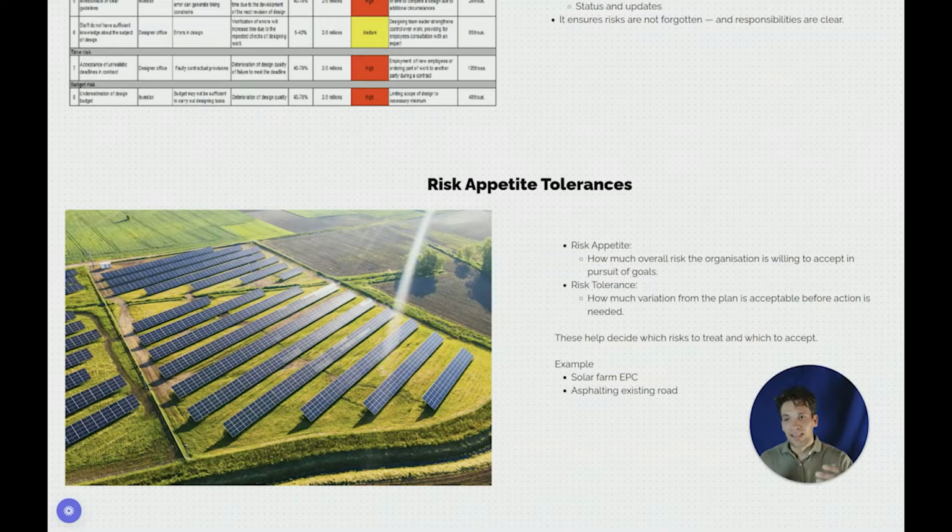So for example, a company that's willing to pursue a solar farm engineer, procure, and construct contract, where they're taking all the risk of changing material prices, the installation costs, the performance of the plant, is a very different risk profile to a small asphalting job. It's done on square meter rates where the organization is not even taking the quantity risk. So you can see different organizations will have significantly different risk appetites and tolerances.